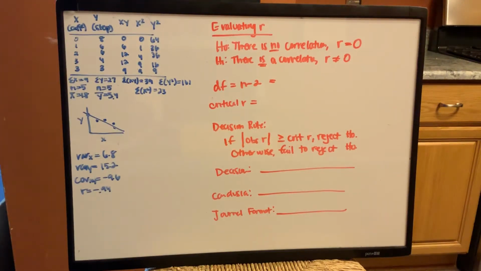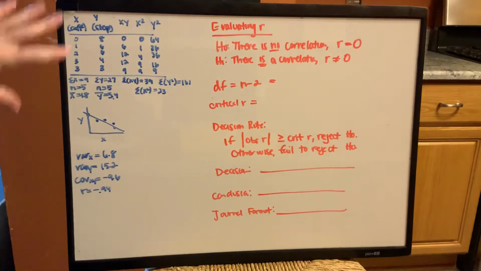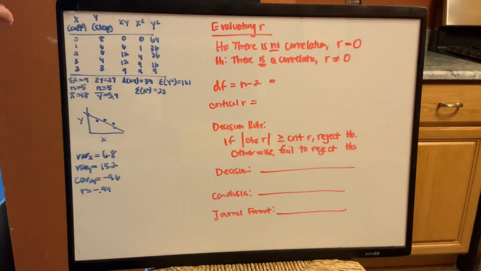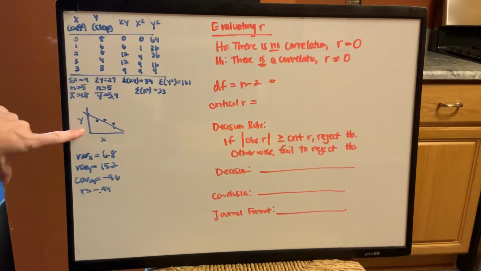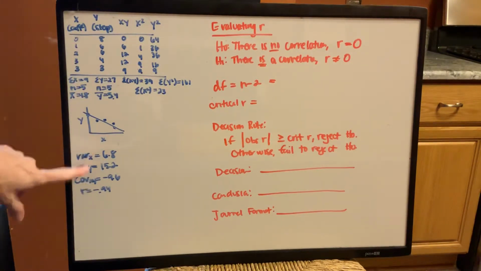Welcome back for the third video looking at the correlation between caffeine and sleep. So over here on the left, we have the work that we've already done. We've already summarized the data table, gotten all the sums, ends, and means. We drew the scatter plot, and then in the last video, we calculated the two variances, the covariance, and we got an R of negative 0.94.